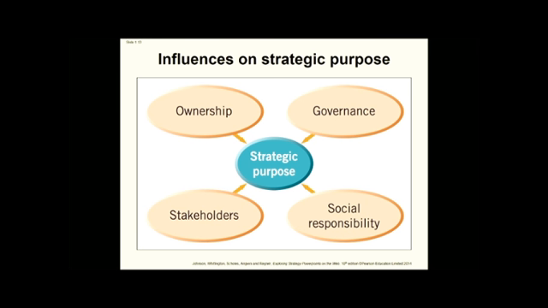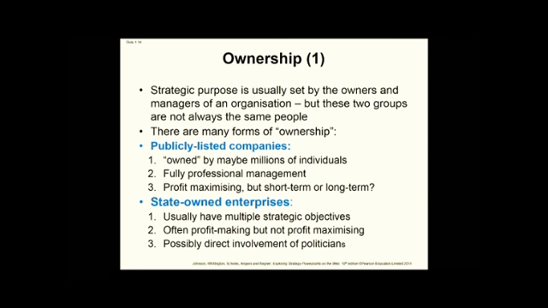But of course, for a large company listed on the stock exchange, the number of shareholders could be in the millions, certainly in the tens or hundreds of thousands. So there could be a very large number of stakeholders. And then social responsibility, the extent of pressures arising from issues relating to social responsibility. This can also affect the strategic purpose of an organisation. So we'll look at the effect of ownership on the strategic purpose.